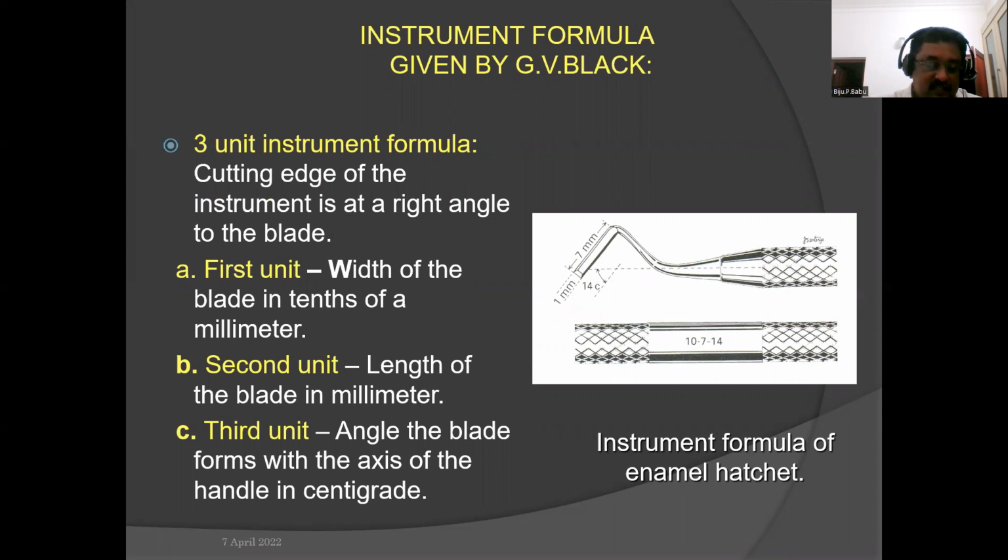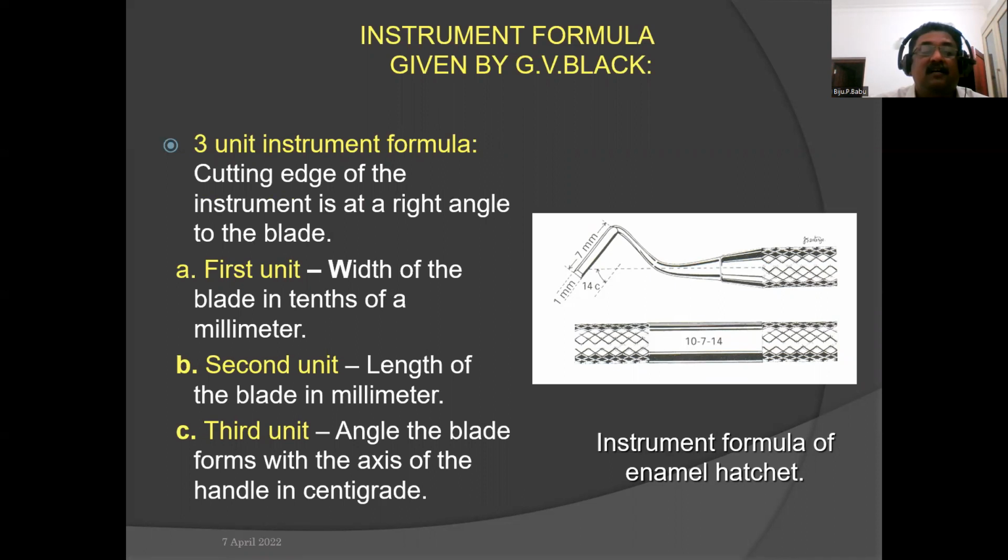You have 3 digits representing an instrument. In this diagram, you can see on the handle, 3 digits are marked. That is 10-7-14. Now, what does this 10, 7, 14 denote? This is a 3-digit instrument formula. The first digit, 10, denotes the cutting edge.